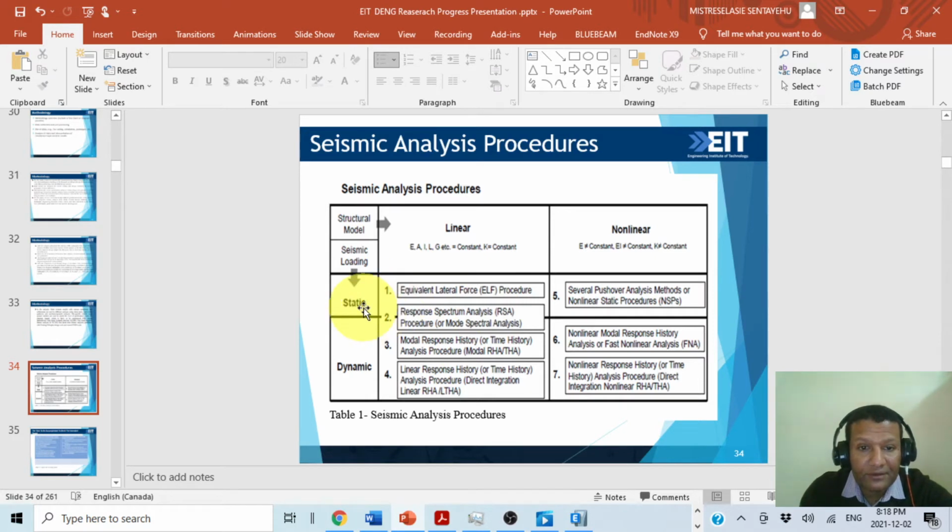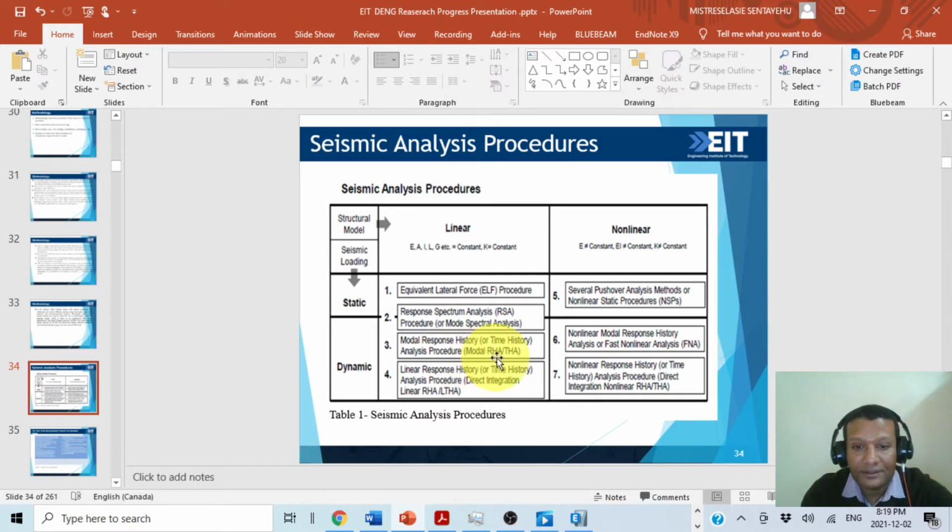So when we come to here, we have static, this is dynamic. So as I told you, we have equivalent lateral force, ELF procedure. Again, this is a response spectrum analysis, RSA procedure, or modal spectrum analysis. This is sometimes called pseudo dynamic, because sometimes it's like dynamic, sometimes it is static, because mostly when the analysis is done, it is like static, but it is between dynamic and static. And this one is modal response history or time history analysis procedure.